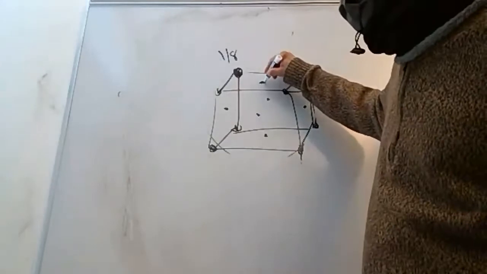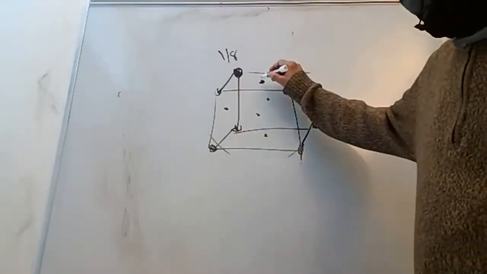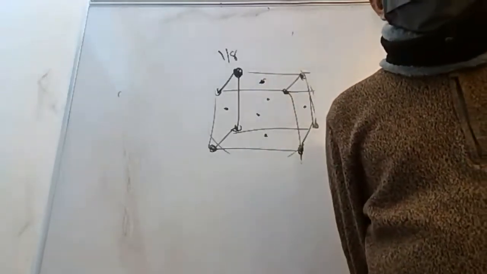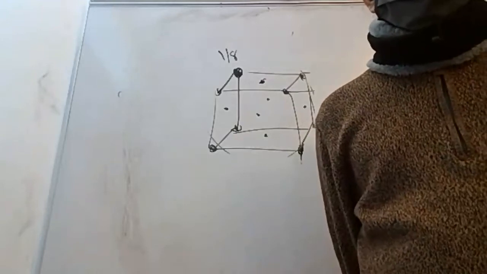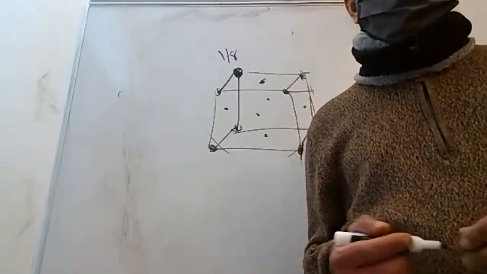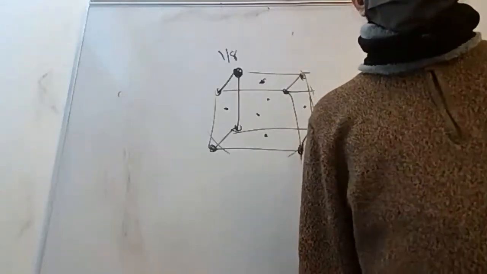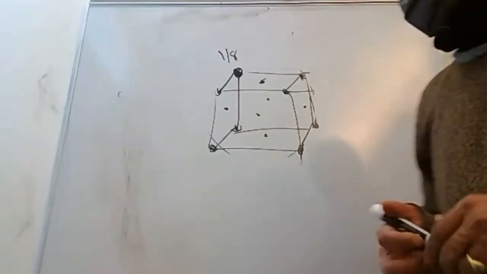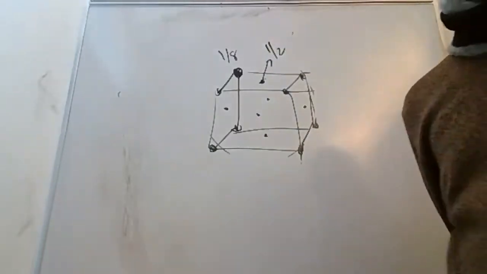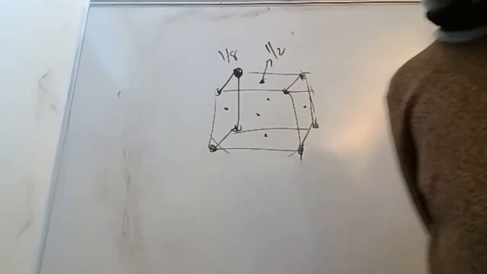Similarly, what about the face-centered point here? How many rooms is this common to? If you drill a hole on the ceiling, top ceiling, right? How many rooms can you see? Would it just be 2? 2. You are absolutely correct. So this one contributes 1/2. If you have an atom in the center of a face, it contributes 1/2.